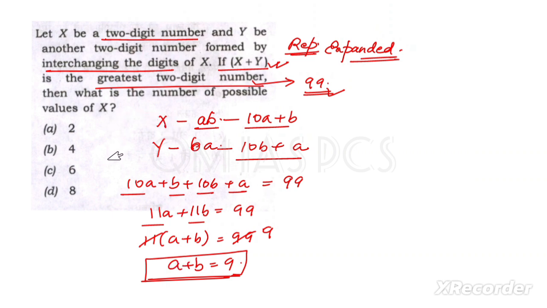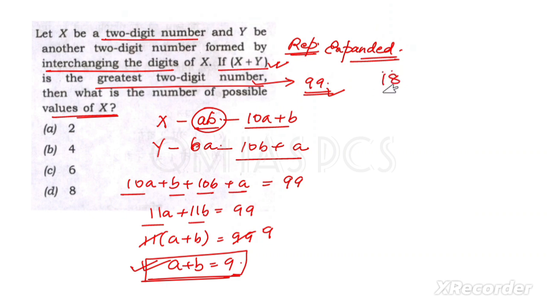Now the main logic is here. We have to find the number of possible values of x. What are the possible values of x? That means for a and b, the condition is that the sum should be 9. Try to work out what the values of ab are. The condition is a plus b is equal to 9.